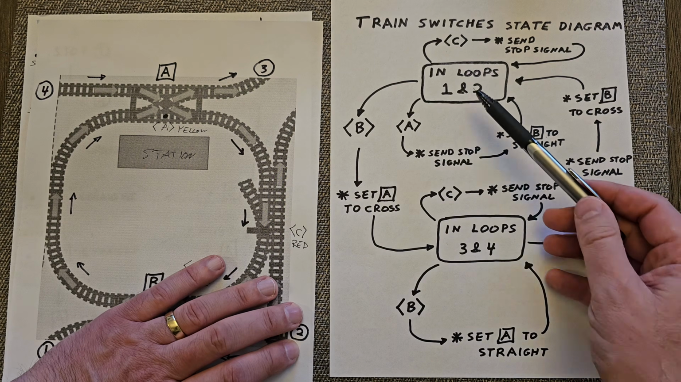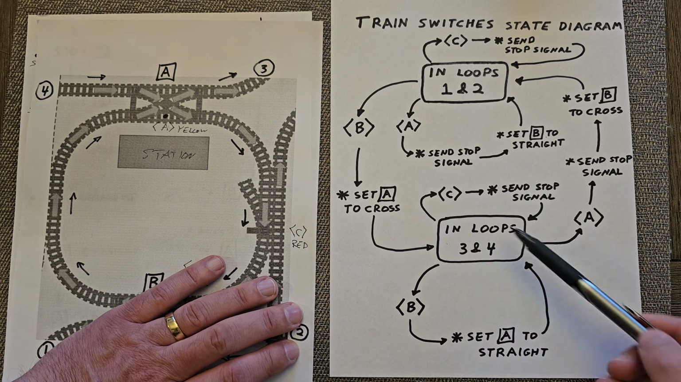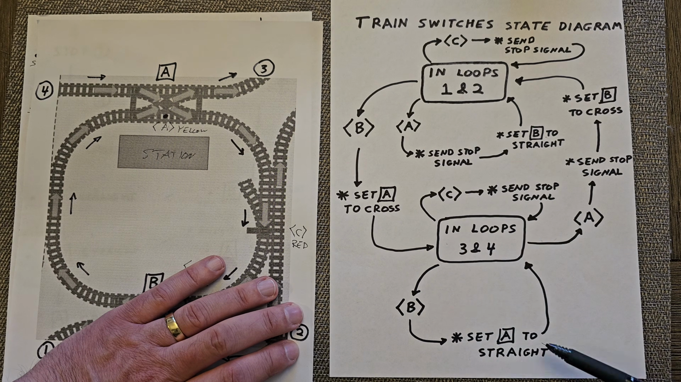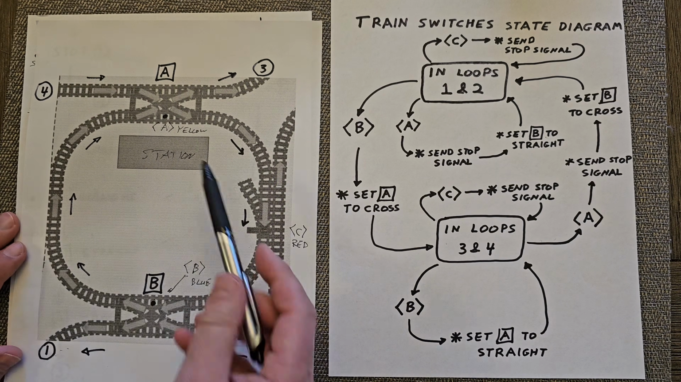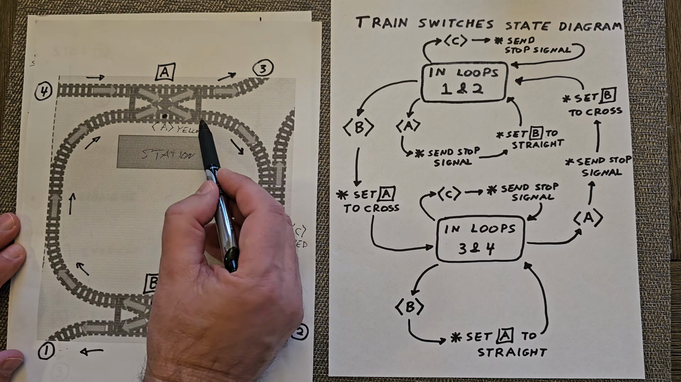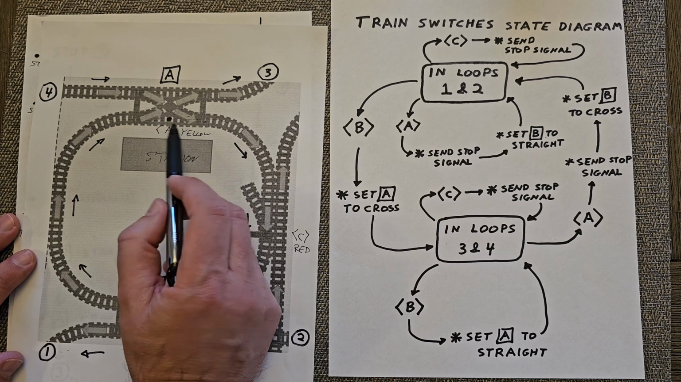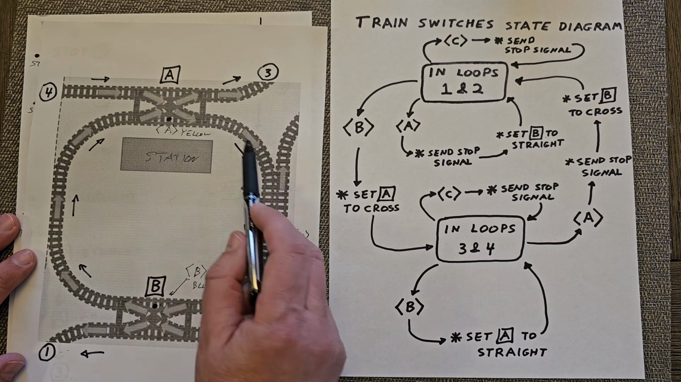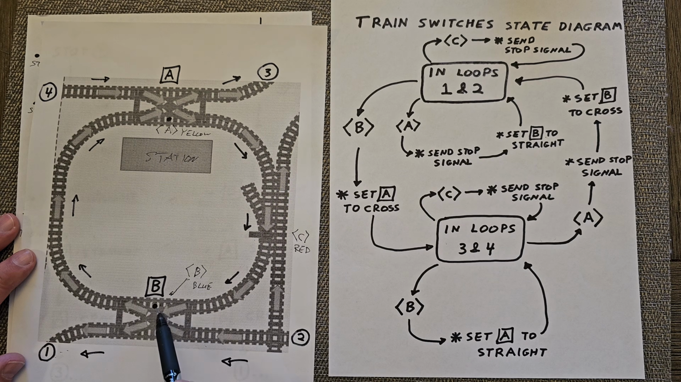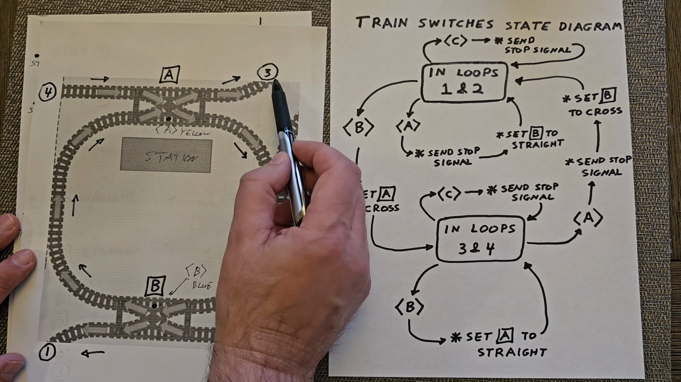The same thing with B. When you're in this state and you sense B, you're going to set A to cross. When you're in this state and you sense B, you're going to set A to straight. And the reason we do that is so that the train can come in and stop in front of the station. When the train's in front of the station, we can't set the A to cross because the train would derail. We have to let the train leave the station, and then when it senses the B tile, that's when we can set the A to cross so the train can exit.